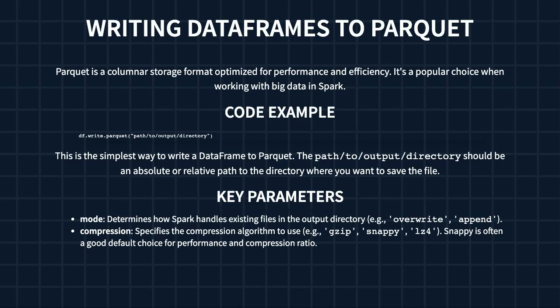You can control how things are handled if there's already a directory there with the same name, for example. You might overwrite existing files or append to them. And don't forget about compression. Snappy is often a good starting point for balancing performance and data size reduction.